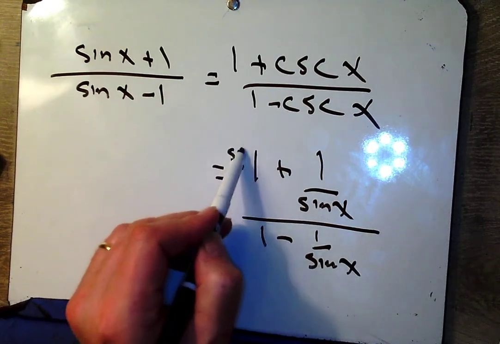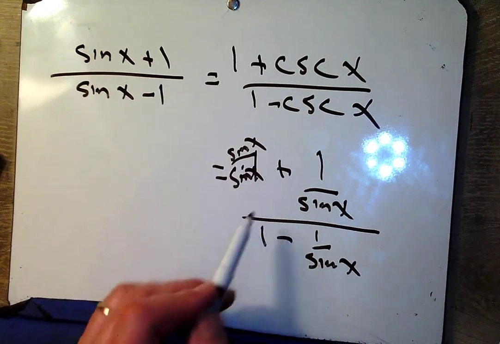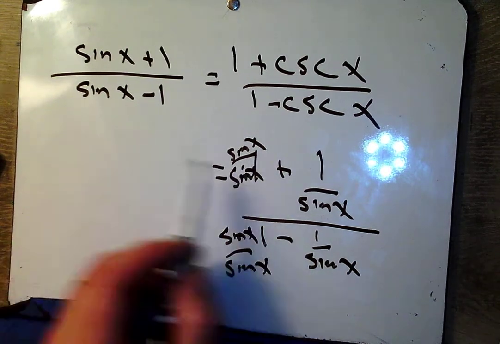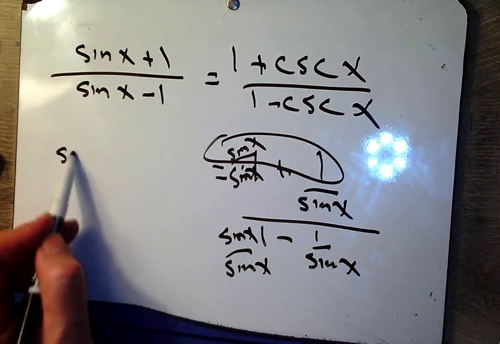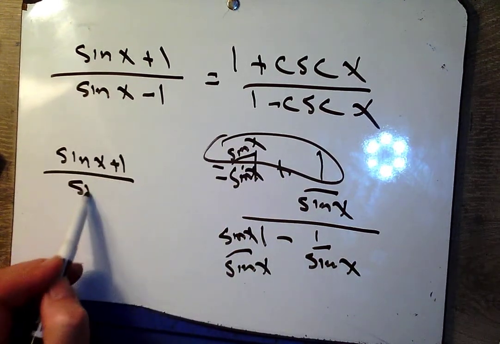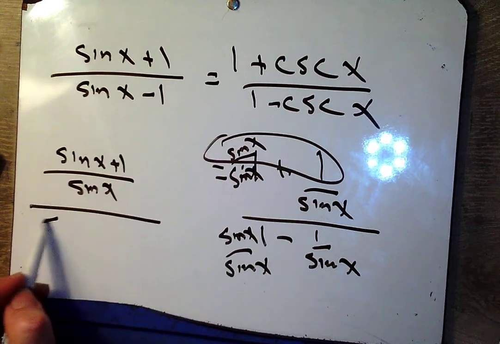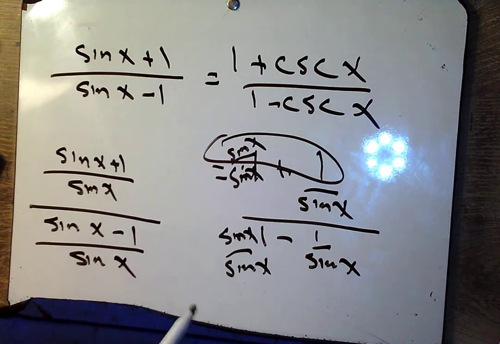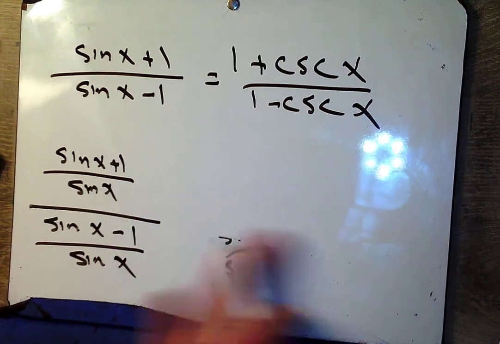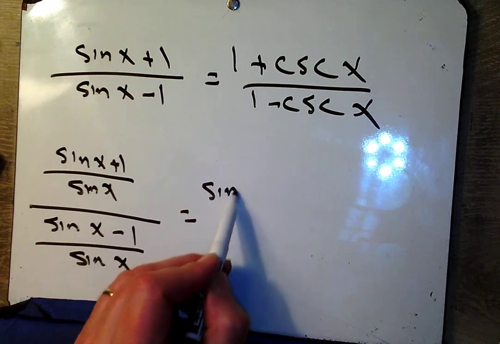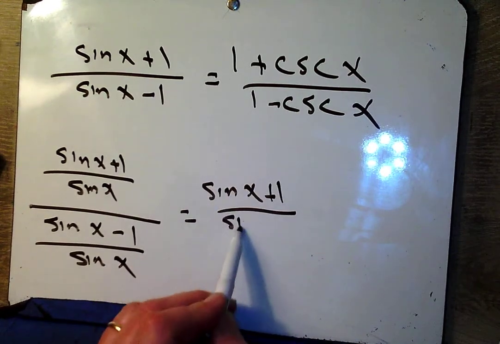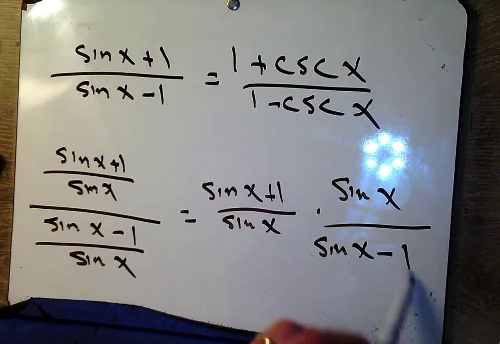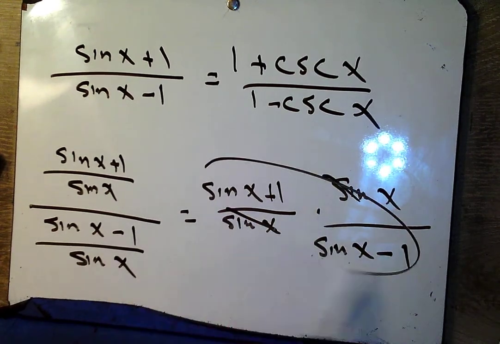So they multiply here by sine x over sine x, here by sine x over sine x. And so those students end up with sine x plus 1 over sine x over sine x minus 1 over sine x. Okay. And then we would flip and multiply. Sine x plus 1 over sine x times sine x plus 1. These cancel, and I'm done.